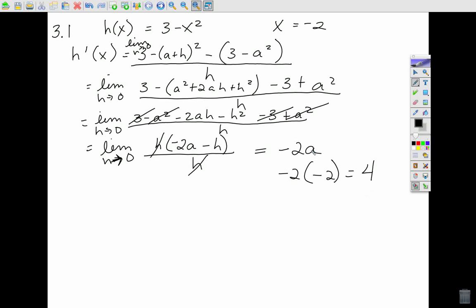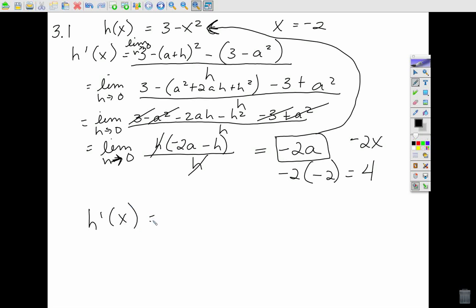Well, do you happen to notice a pattern? Do you see this -2a? Look back up here at our original function. I want you to see that we went through all this trouble to find h prime of x, and we found -2a. What if we called that x? That would be -2x was our derivative. We could say that h prime of x is equal to -2x.